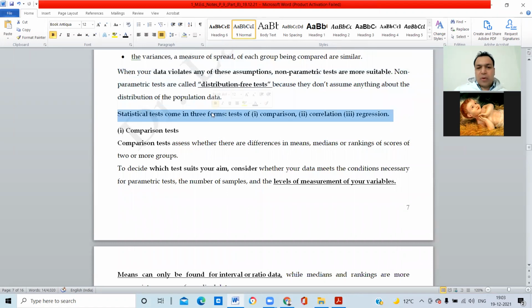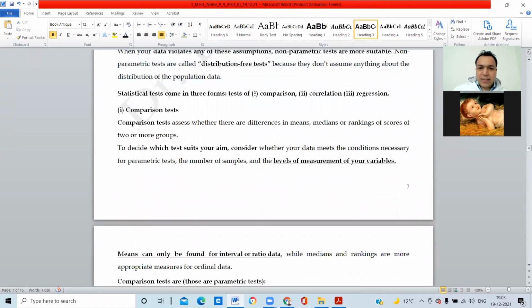Statistical tests come in three forms. Now we discuss the three forms of the statistical test. Which are they? First is comparison, second is correlation, third is regression. What we are discussing are the statistical tests that come under inferential statistics. And under inferential statistics, we are talking about parametric tests and non-parametric tests in simple language.